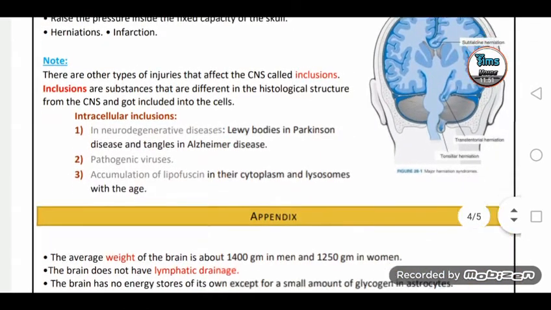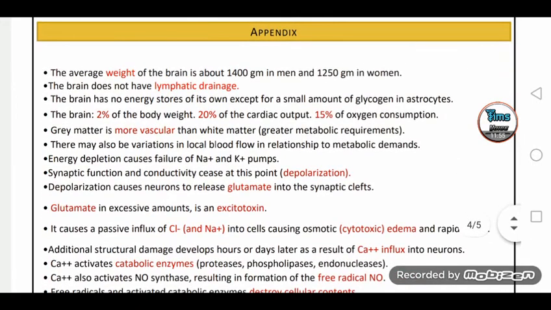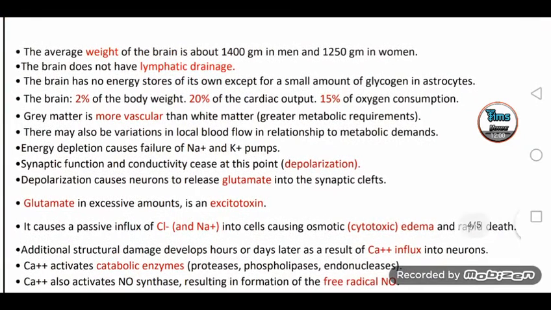So we're going to continue to the appendix, which has some really important information the doctor recommended that we must understand. First of all, the average weight of the brain is 1,400 grams in men and 1,250 grams in women. Number 2, the brain does not have lymphatic drainage, which is important when we move to the chapter talking about tumors in the brain.